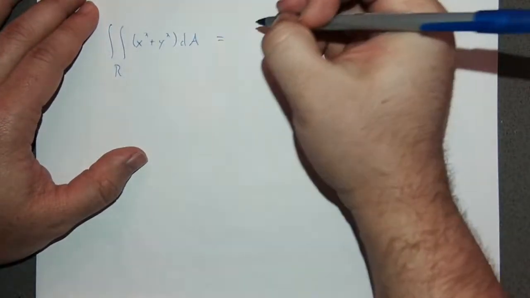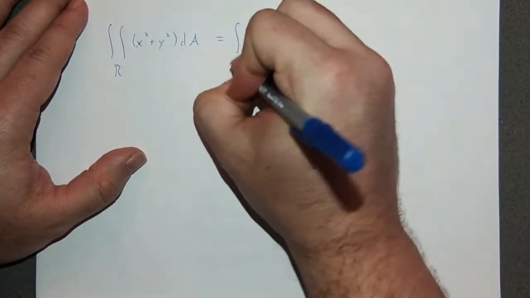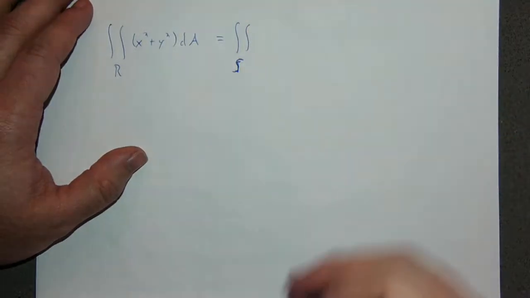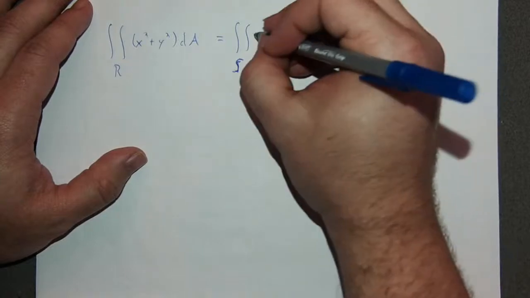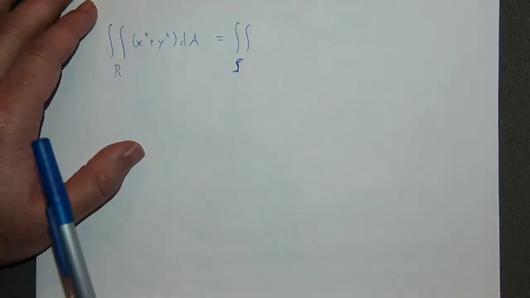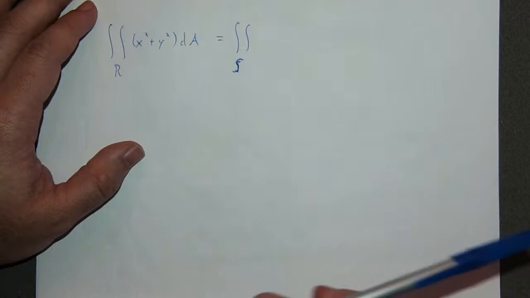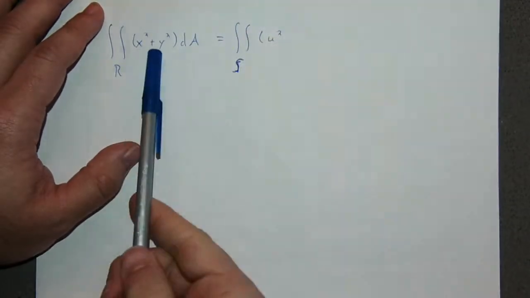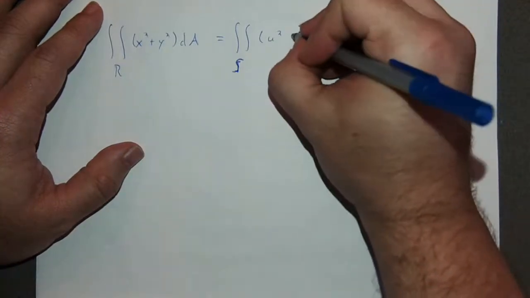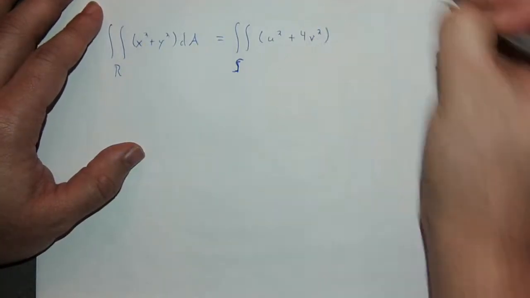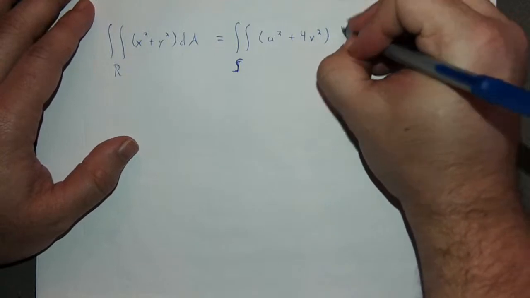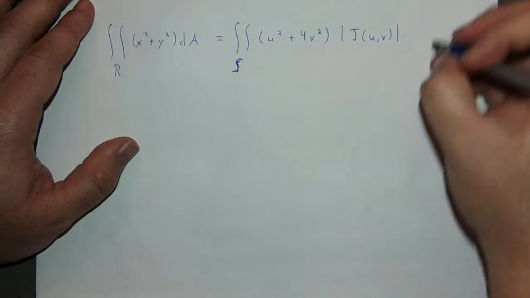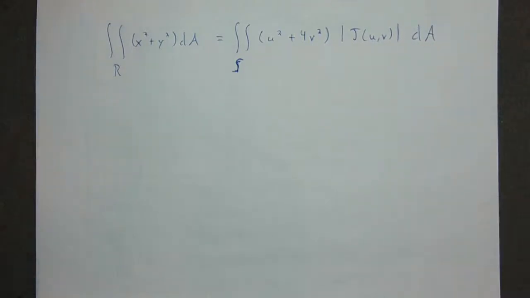So this becomes the double integral over S of, plugging in x equals u and y equals 2v, so x equals u, this is u squared. y is equal to 2v, that's 4v squared, times the absolute value of the Jacobian of that transformation, dA.